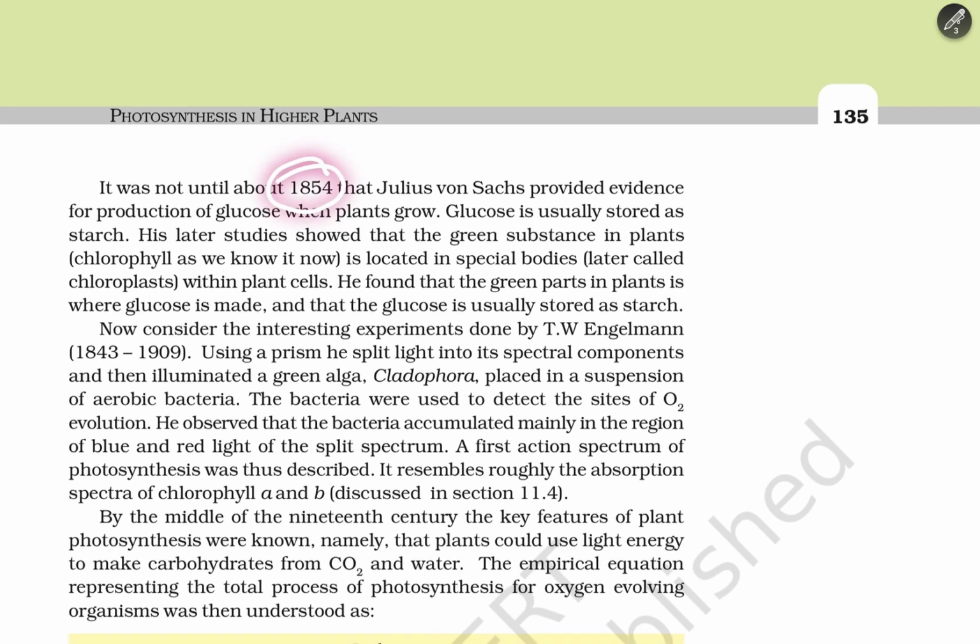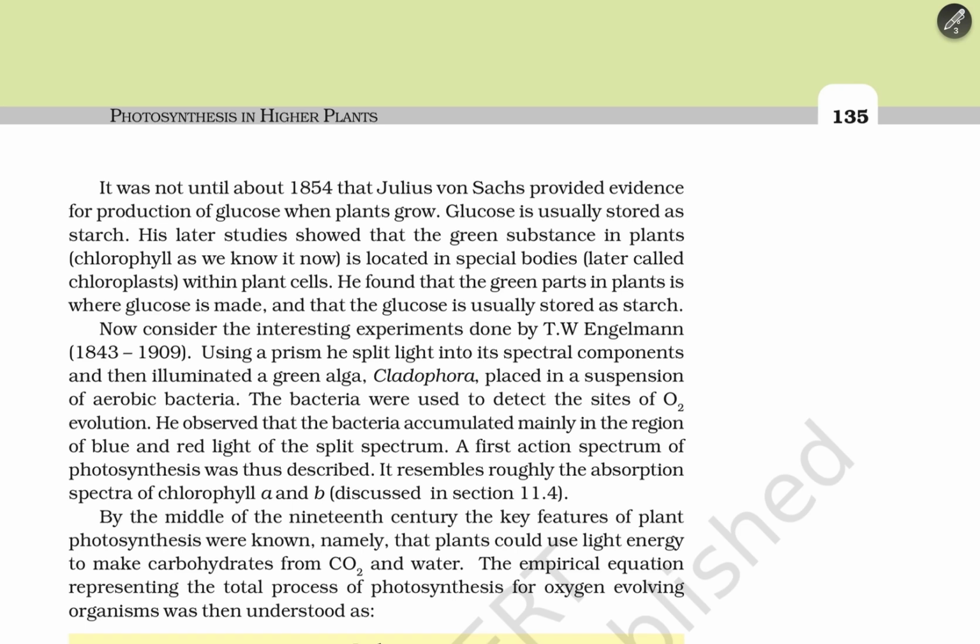It was not until 1854 that Julius von Sachs provided evidence for the production of glucose when plants grow. Glucose is usually stored as starch. His later studies showed that the green substance in plants, chlorophyll as we know it now, is located in special bodies, later called chloroplasts, within the plant cells.